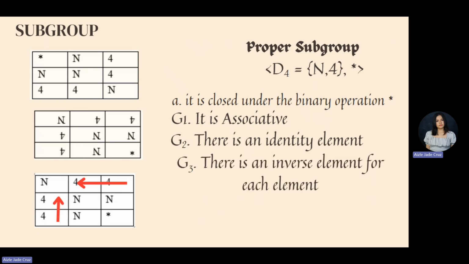G sub 3, there is an inverse element for each element, which are n inverse is equal to n, 4 inverse is equal to 4. Therefore, G sub 4 consisting of the elements n and 4 under the binary operation star is a subgroup because it satisfies all the conditions by being a group.